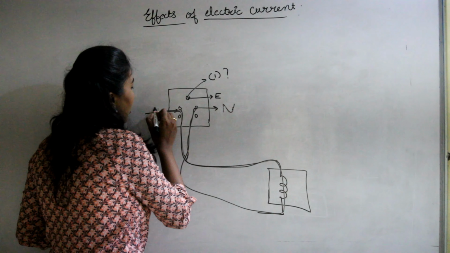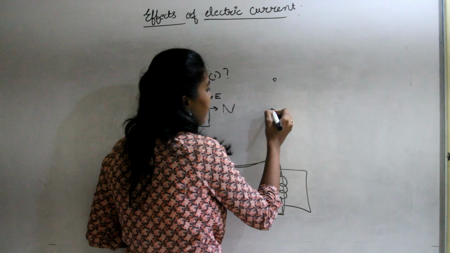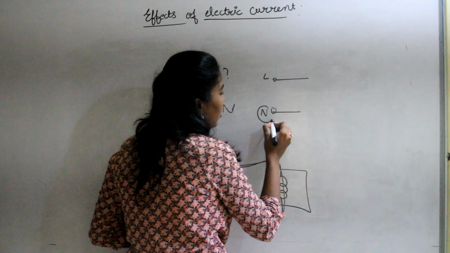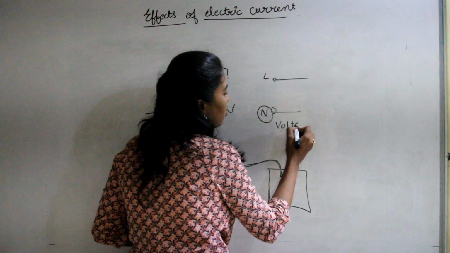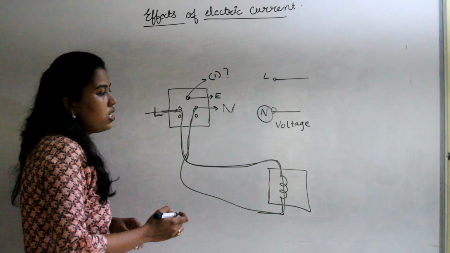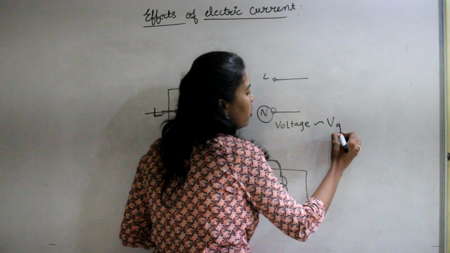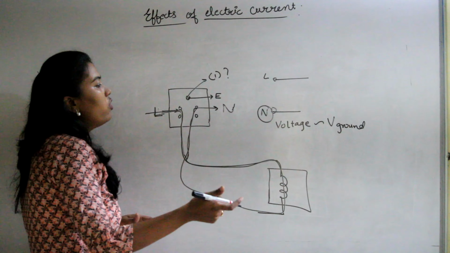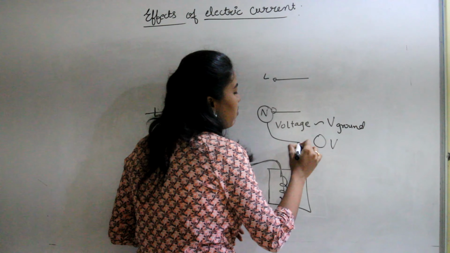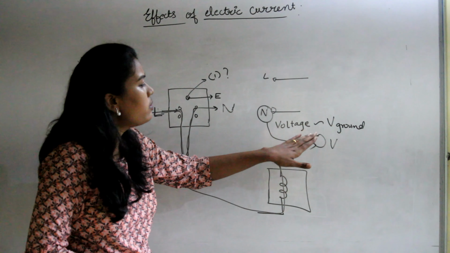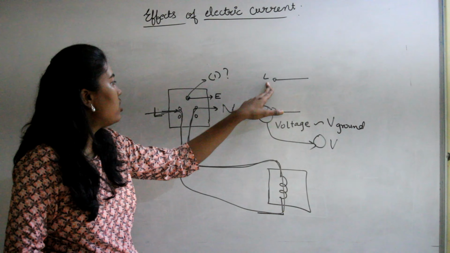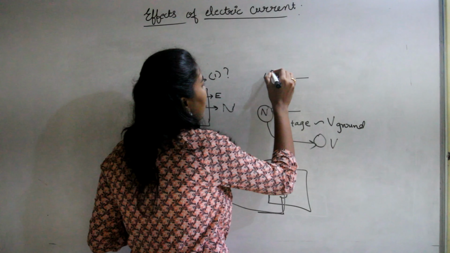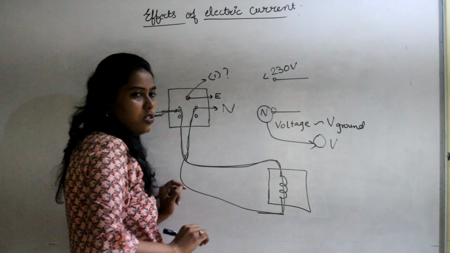Also, this is the live terminal and this is your neutral terminal. This neutral terminal has a voltage which is maintained at the voltage of the ground. What is ground voltage? It is 0 volts. So this neutral voltage is made approximately equal to 0 volts. And what about the live terminal? The live terminal is at a higher potential. In India, it is around 230 volts.